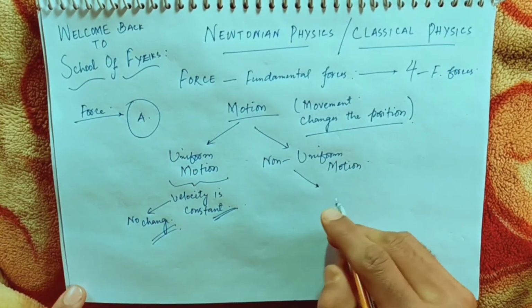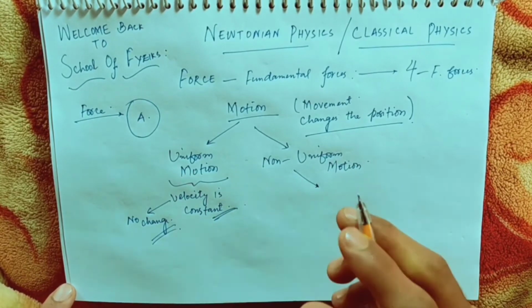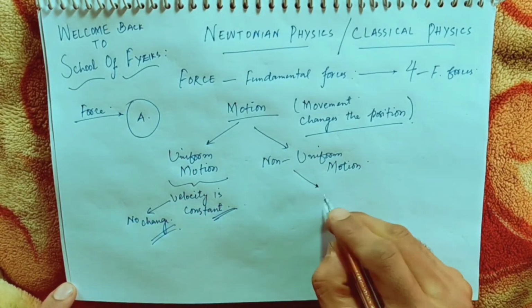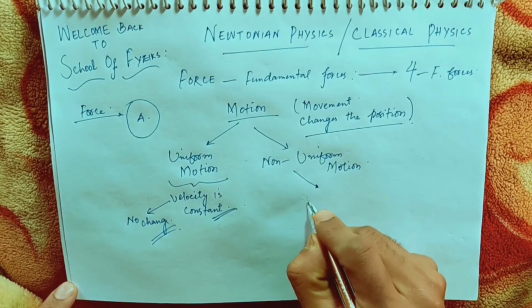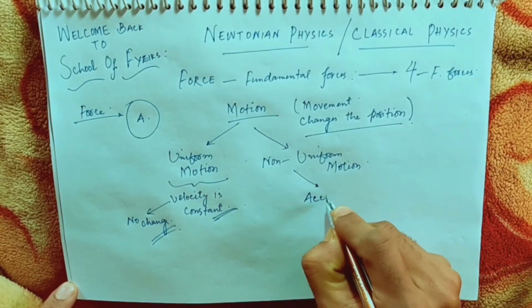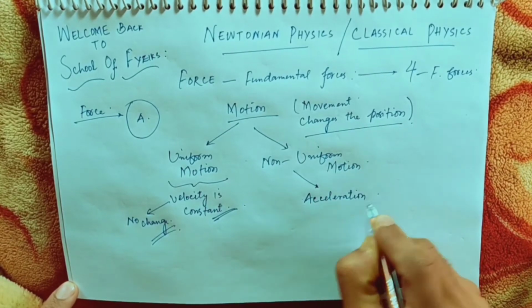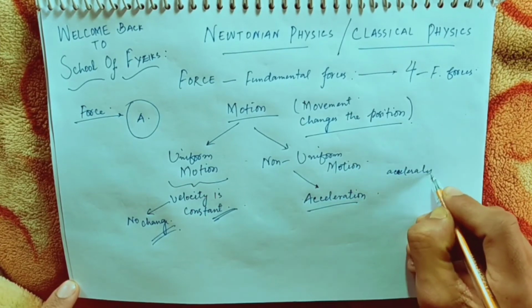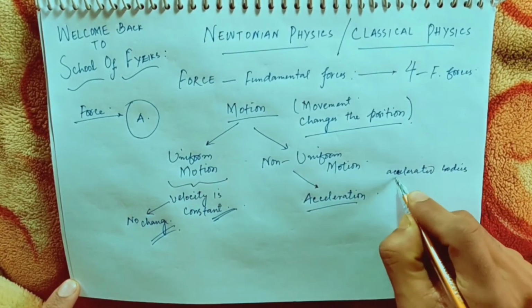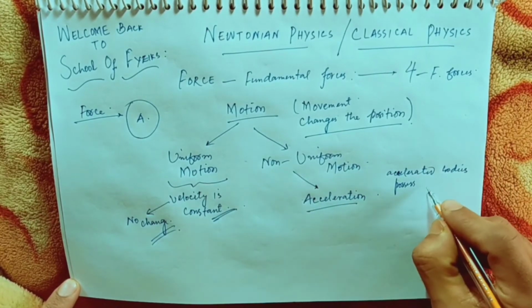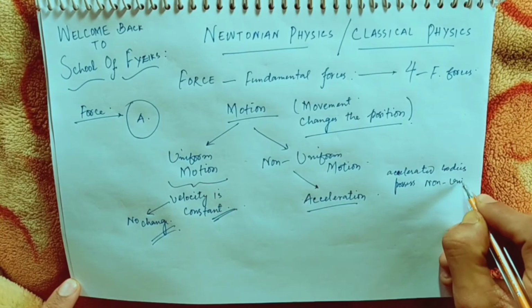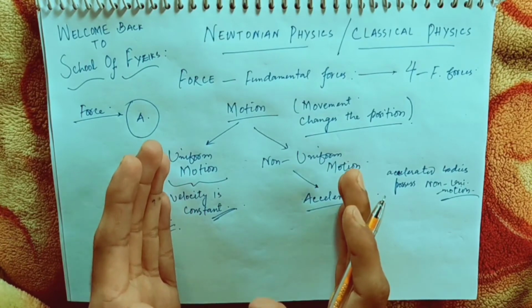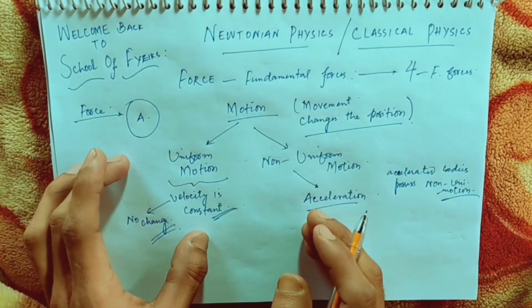And in contrast, the bodies which do not have a fixed velocity are said to be in non-uniform motion. That means those bodies are possessing acceleration. So accelerated bodies possess non-uniform motion. There are two types of motion. One is uniform, in which the velocity is kept constant.